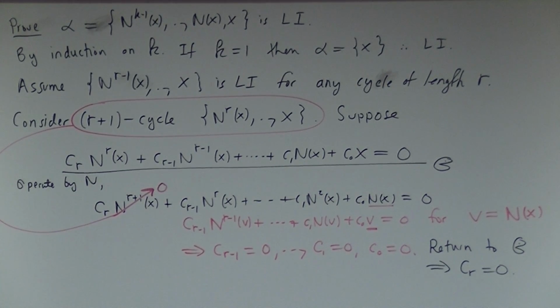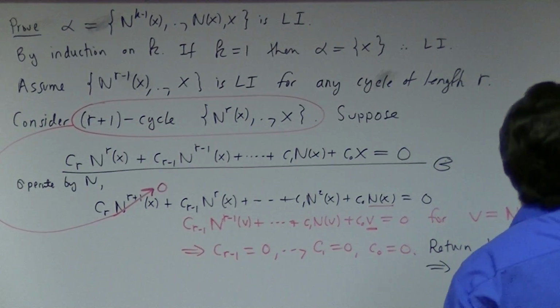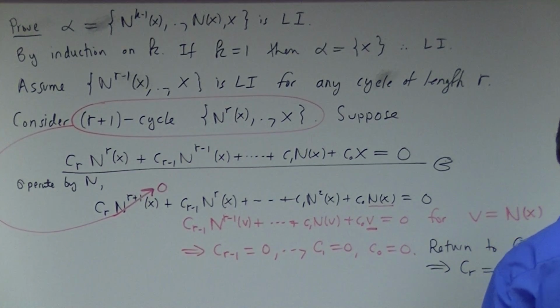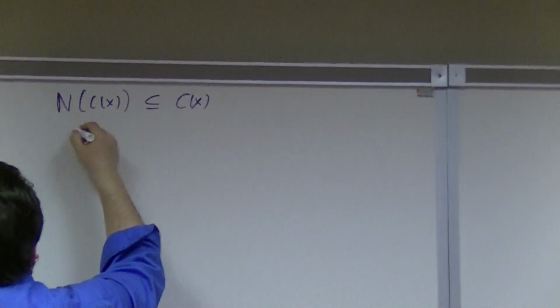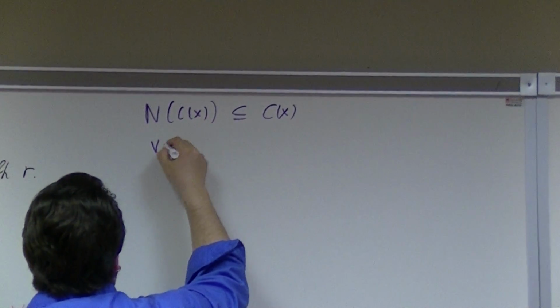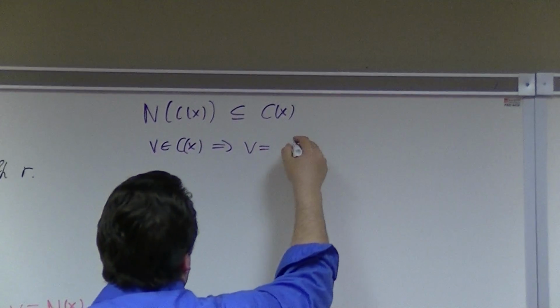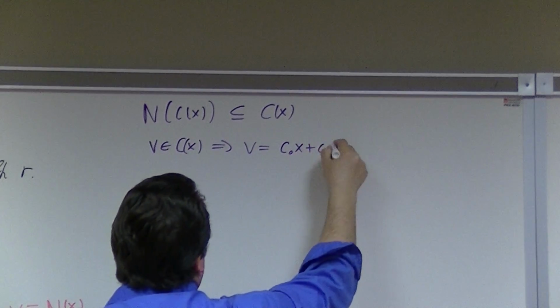And we can also show, how can we show that n of Cx is a subset of Cx? How would we prove invariance? So what's a typical thing in Cx? V in Cx means what? V is equal to what? It's c naught x plus c1 nx, and so forth.